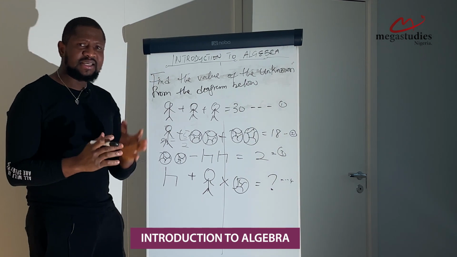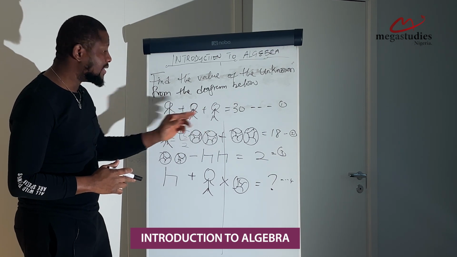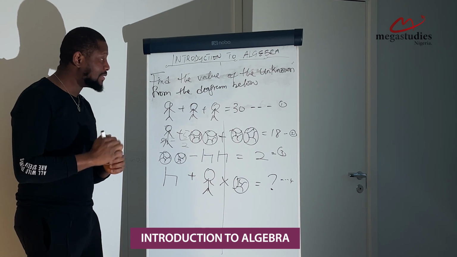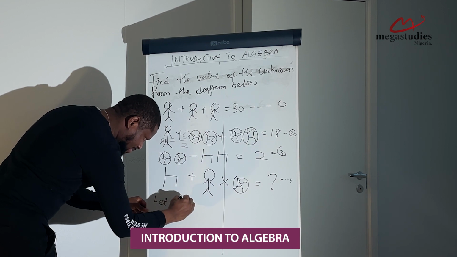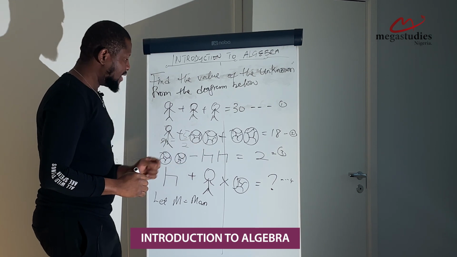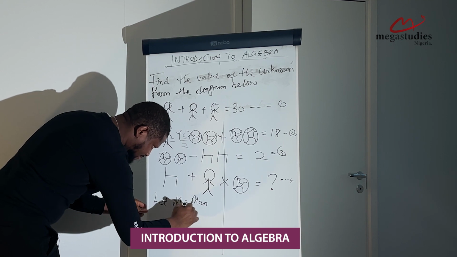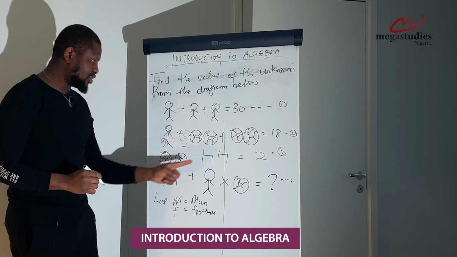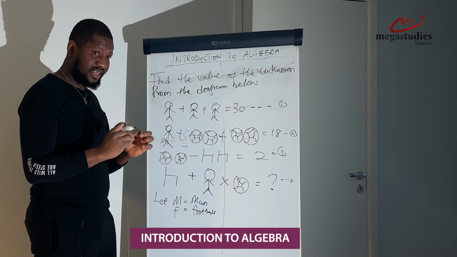Now, by analyzing, you see, this is a man, a man, a man. Let's use, for example, M to represent a man. This is a man. Let M equal man. Then this is football. Then let F represent football. Also, this is chair. Then let's use C to represent chair.